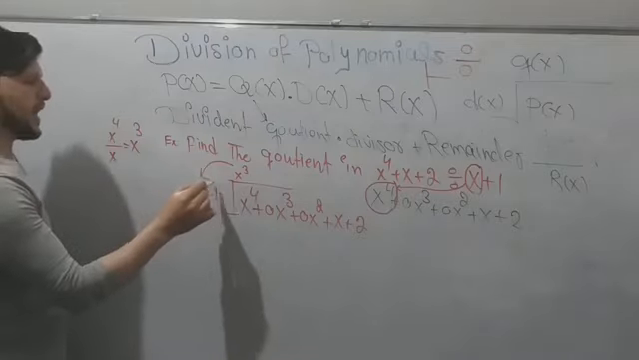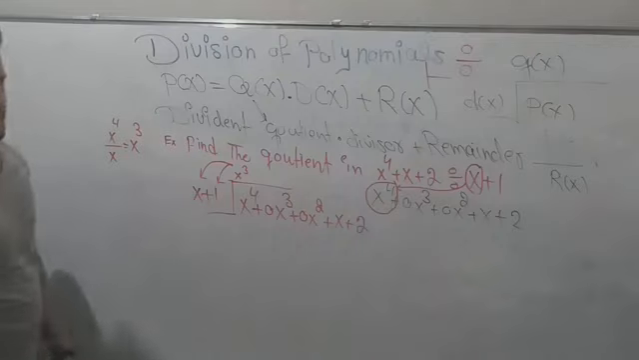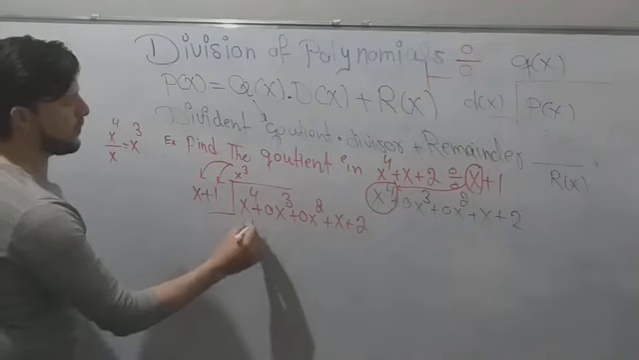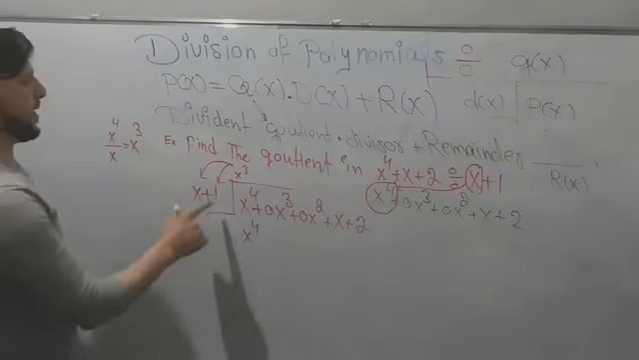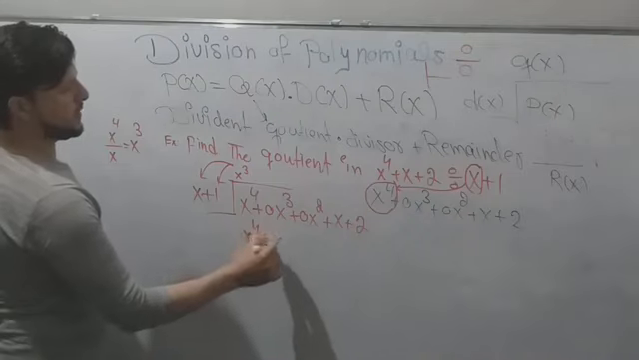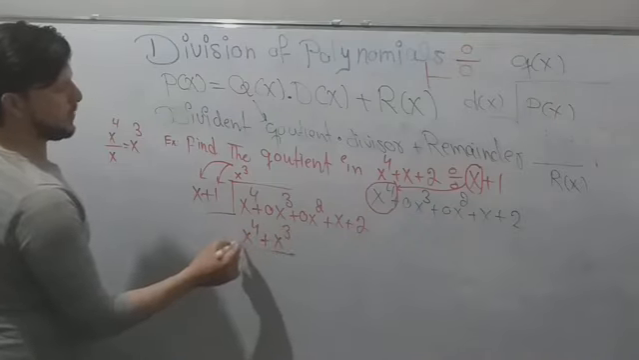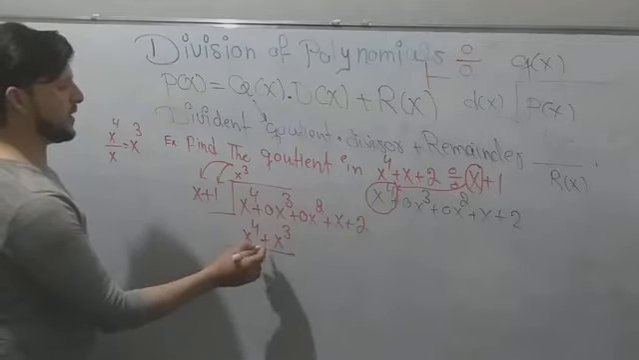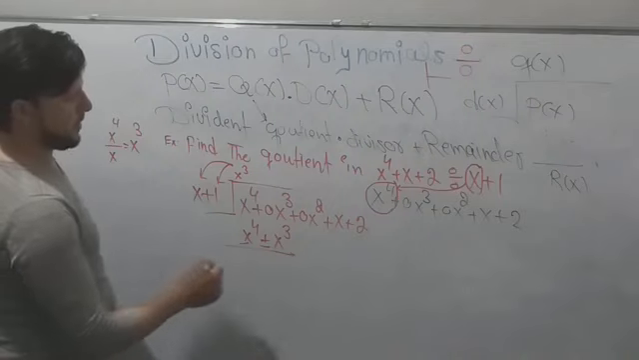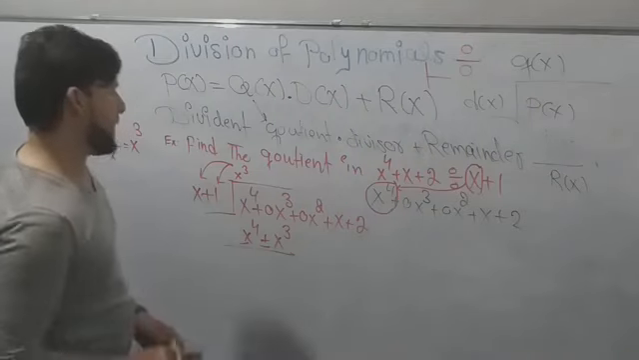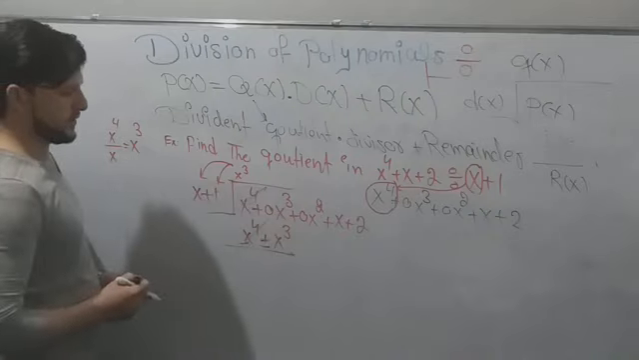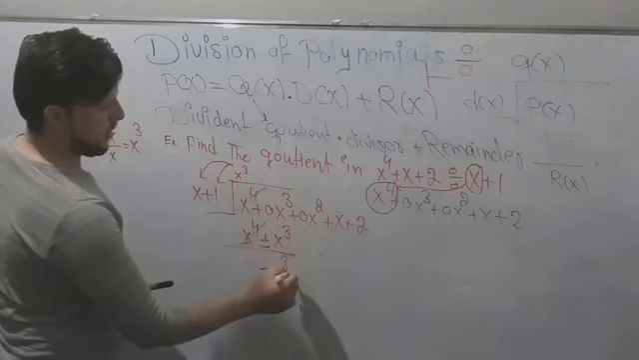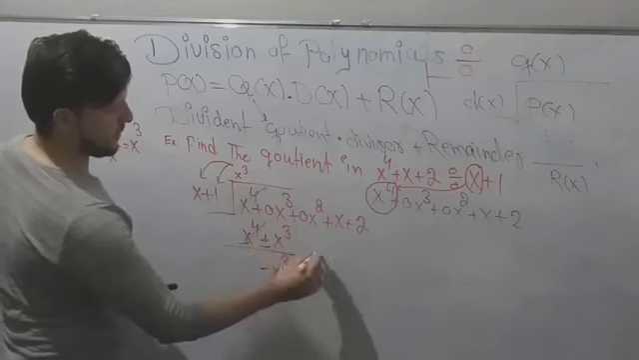Then multiply this by the divisor. x to the power of 3 multiplied by x is equal to x to the power of 4, and x to the power of 3 multiplied by 1 is equal to x to the power of 3. Now you have to change the signs. In subtraction, you have studied that you have to change the sign of the second polynomial. So x to the power of 4 is cancelled, and you can write negative x to the power of 3. Now bring down 0x to the power of 2.